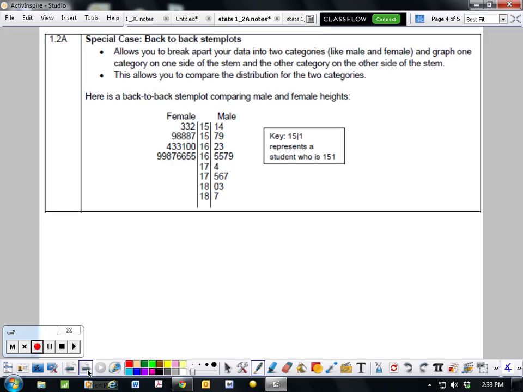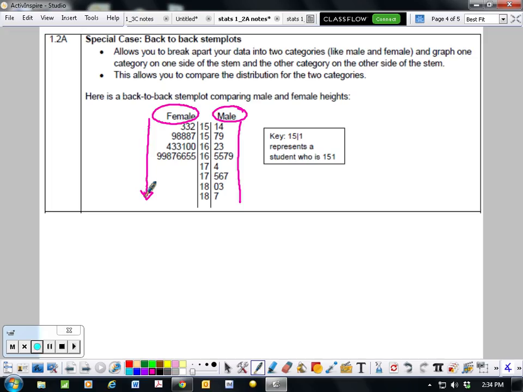Now our last type is a back-to-back stem plot. This is where we may be taking our data and breaking it up between 2 categories like male and female. So on this right-hand side, we have the male stem plot, and on this left-hand side, we have the female stem plot. So we could see the differences between those distributions, and we could see what's happening. It allows us to compare so much better.